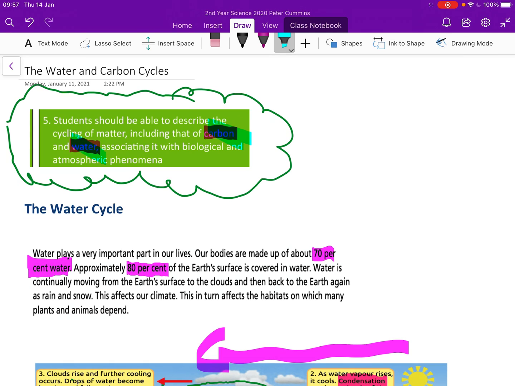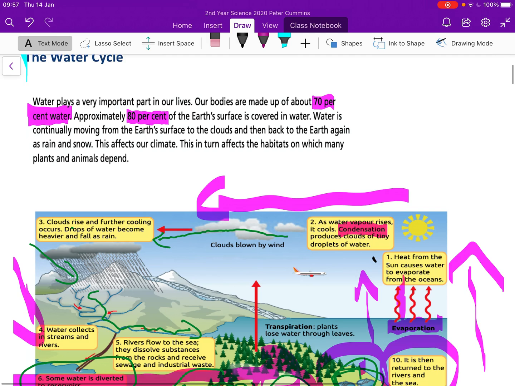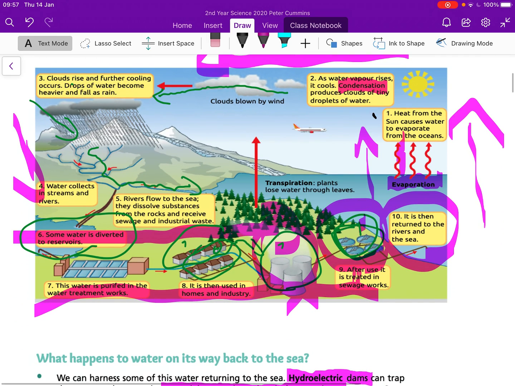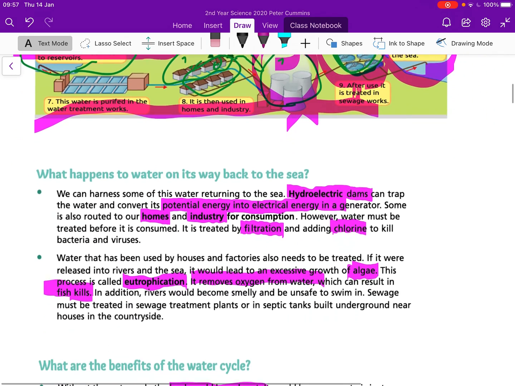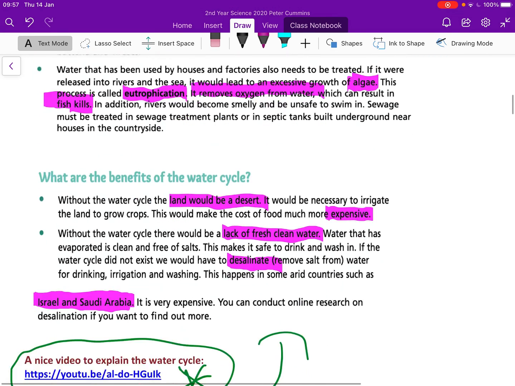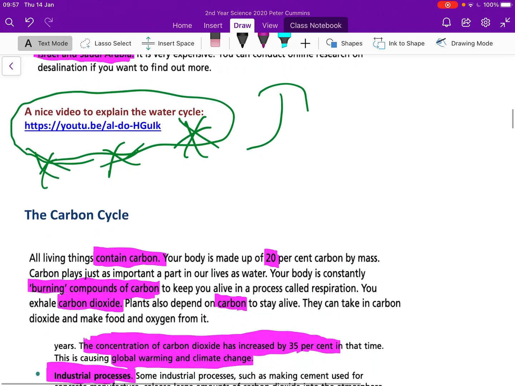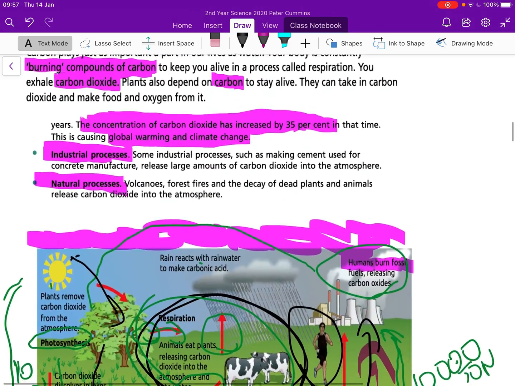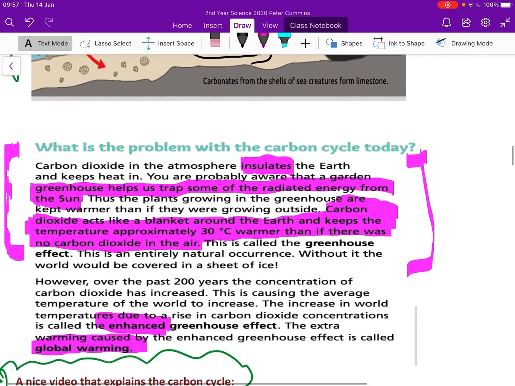So the last day we looked through the water cycle, and we had a chat about how the water cycle works and what happens to it on the way back to the sea, and how we can use it for industry and for houses, and then of course how we have to clean it before it goes back into the sea, and so on, the benefits. And you may have watched the video, and we did the same with the carbon cycle.